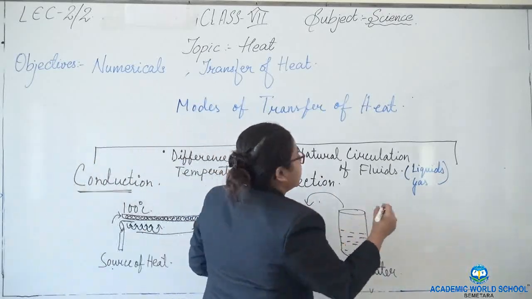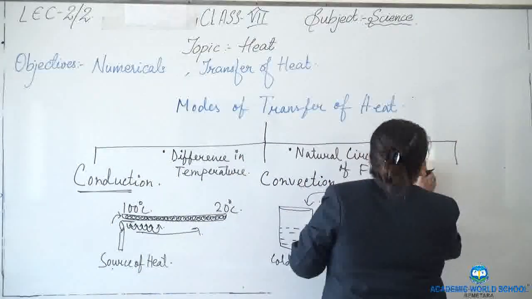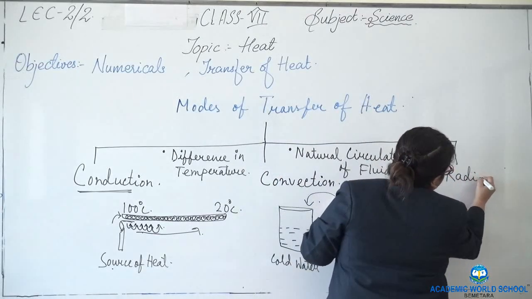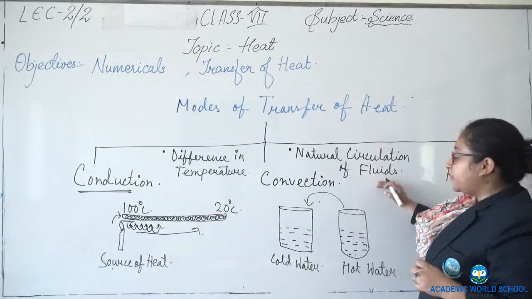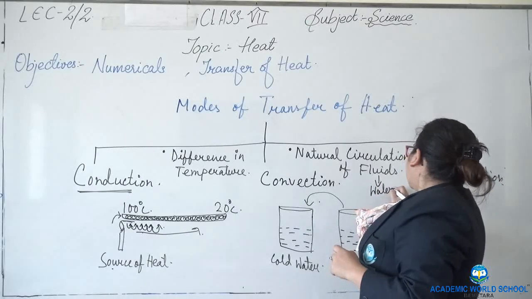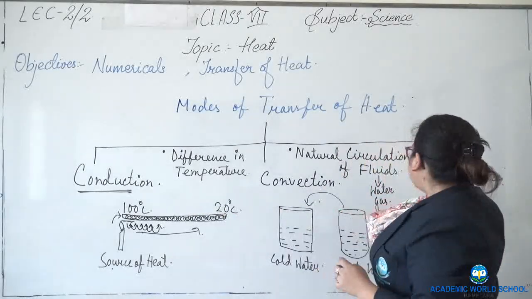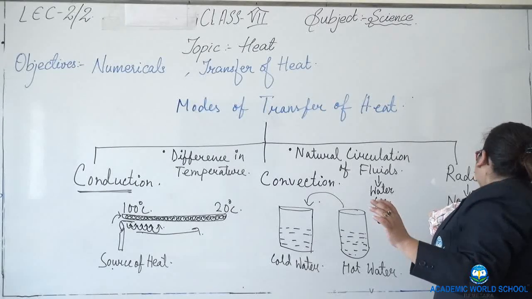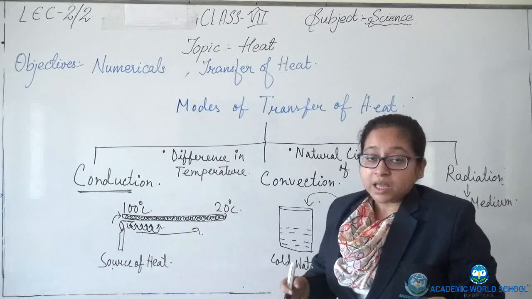The next type is my radiation. So what happens in radiation? Here the medium is either fluid or gas. Fluid means either water or gas. In conduction the medium was solid. But in radiation, it requires no medium. It does not require any medium.